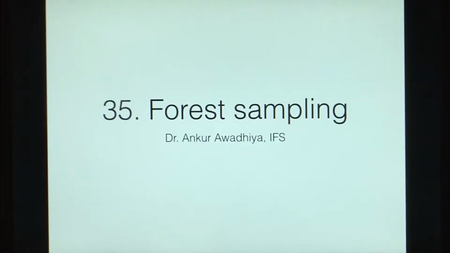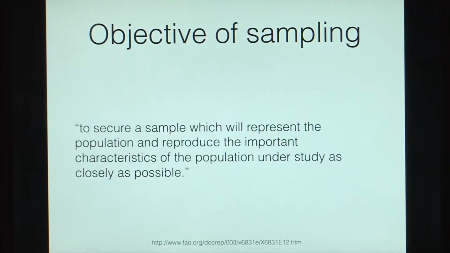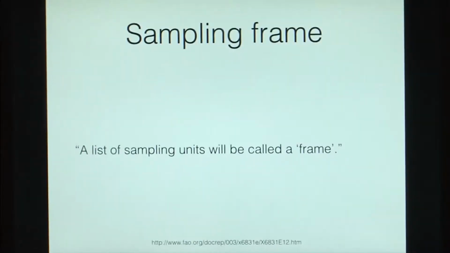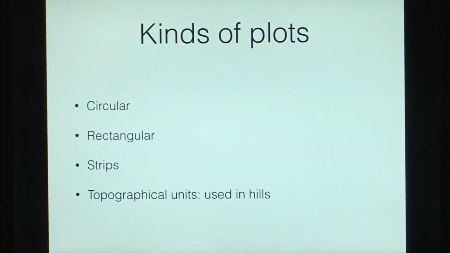We also looked at forest sampling, and we also saw the difference between census and sampling. In the case of census, all the individuals in your population, or all the units in the population, are going to be measured, whereas in the case of sampling we just take a small sample from the population, take those measurements and then generalize them over the population. So, we looked at what is population, sampling unit, sampling frame, sample, sampling intensity and the kinds of plots. You can have plots of different shapes and sizes.